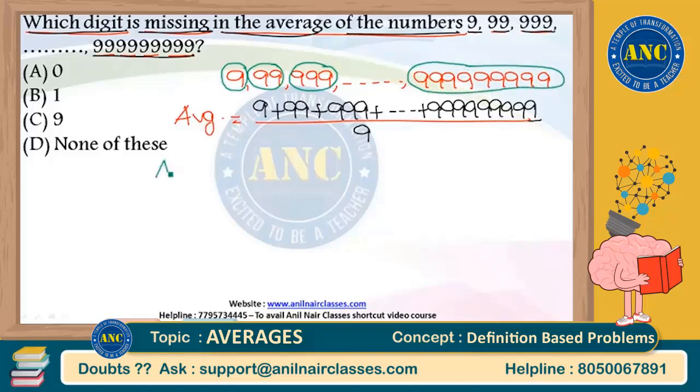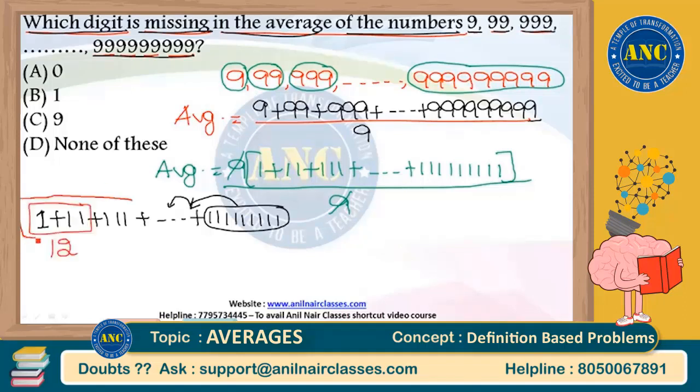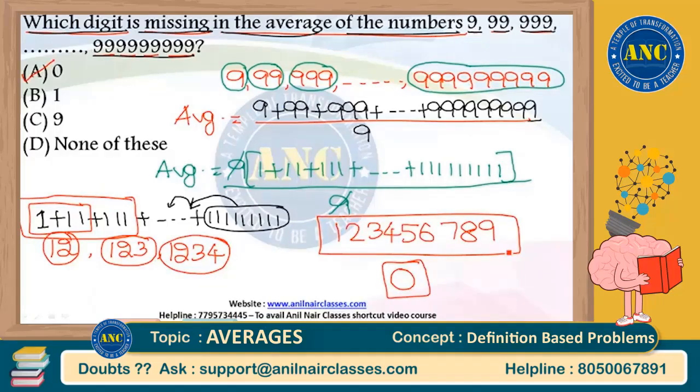Now, if I take 9 common factor in the numerator, you are left with 1 plus 11 plus 111 and so on. If you observe this pattern a little bit, the terms are 1, 11, 111, 1111. If I add the first two terms, 1 plus 11 is 12. 12 is nothing but 1, 2.